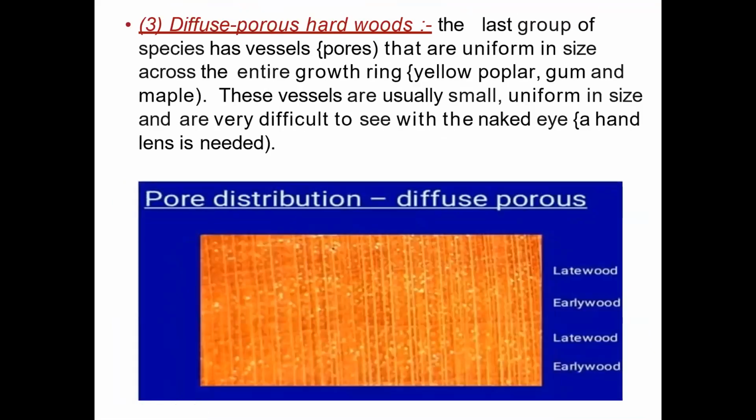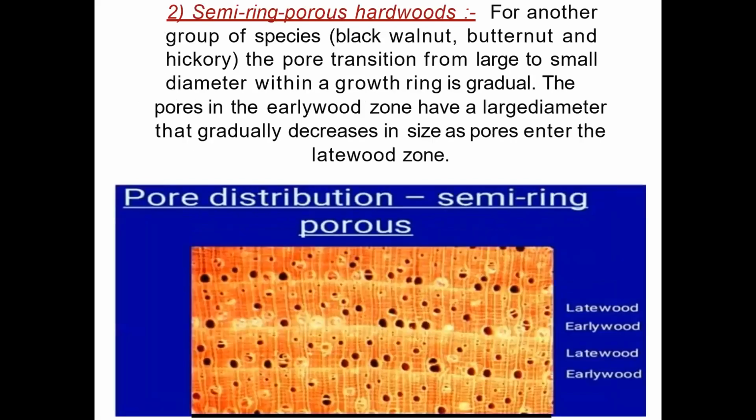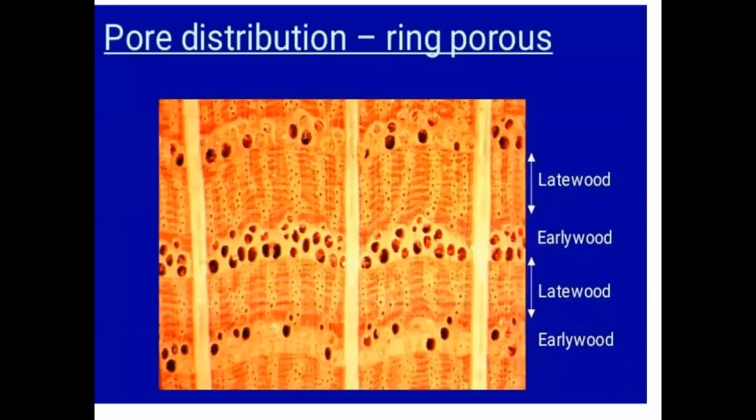The next one is diffuse porous, the last group of the species. Generally this group has pores that are uniform in size. Pores mean nothing but the vessels, and they are uniformly arranged, uniform in size across the entire growth ring. These vessels are usually small, uniform in size, and very difficult to see with the naked eye. So diffuse means the pores are uniformly arranged. Whereas in semi-ring porous, the early wood pores are larger and in the late wood they decrease in size. Whereas in ring porous, in early wood, they are larger in size.